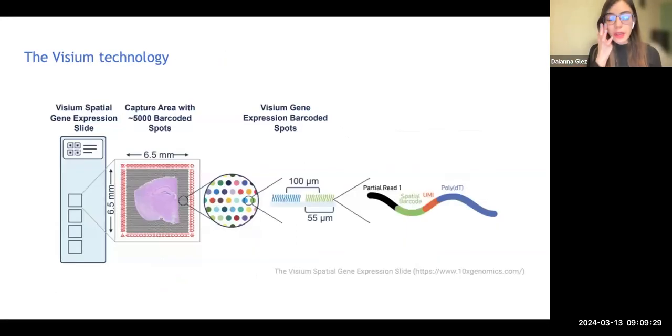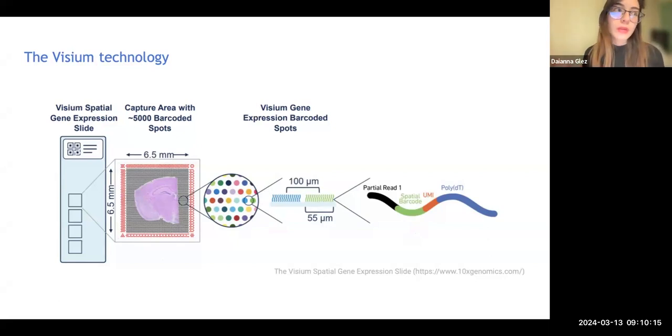In the following slide, here we have a very simplified picture of how this Visium technology works. We have Visium spatial gene expression slides, each with four capture areas. In each, there are around 5K barcoded spots. The idea is that in each spot, the RNAs that fall within it will be captured with oligos that have a poly-dT to capture the polyadenylated mRNAs. In addition to the unique molecular identifier, they are also tagged with a spatial barcode that is different within each spot, but all the RNAs that fall in a specific spot are tagged with the same barcode.